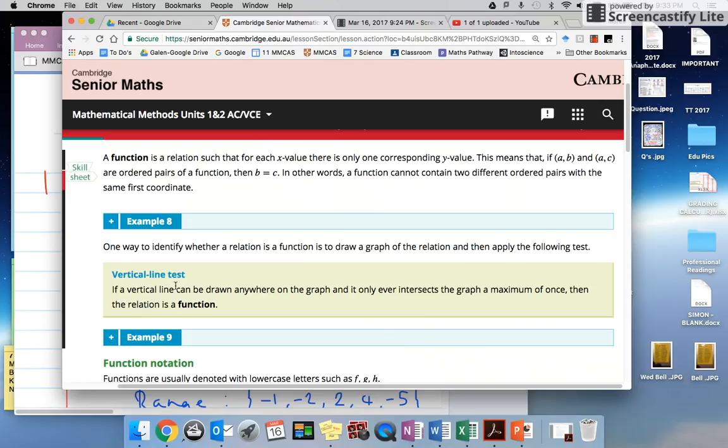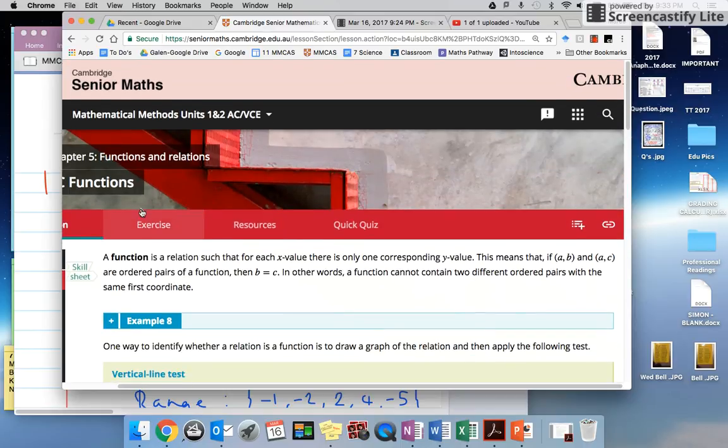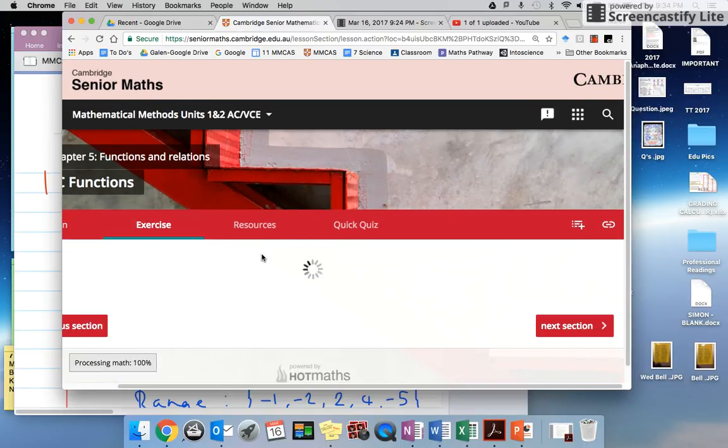And we've got what we call a vertical line test. So if you can draw a vertical line, so an up and down line through a graph, and it only cuts it once, okay, then we know it's a function. So let's jump across to the exercise here.